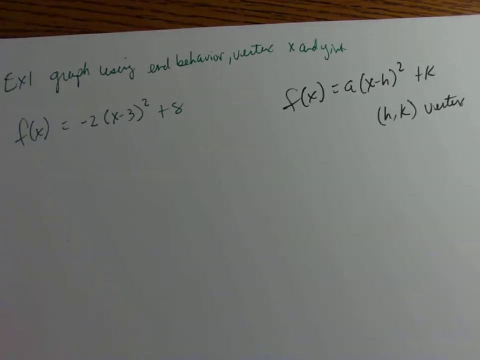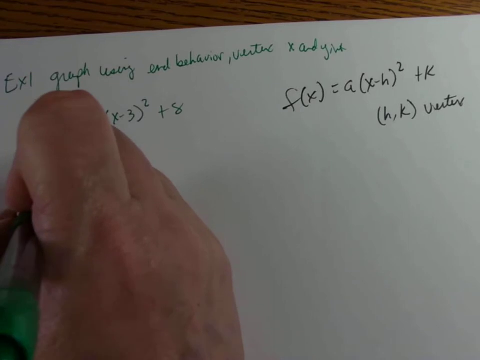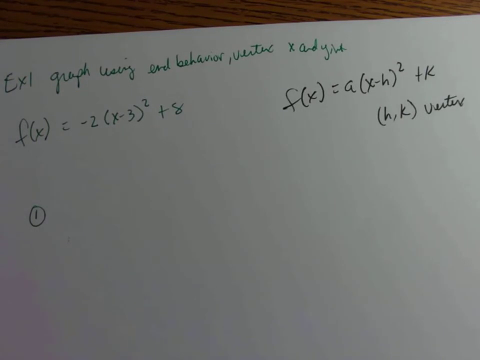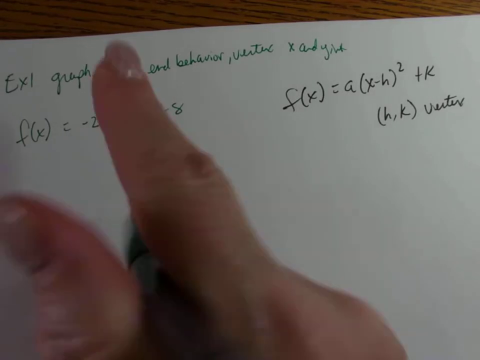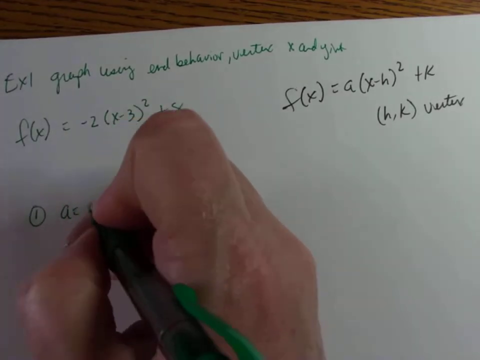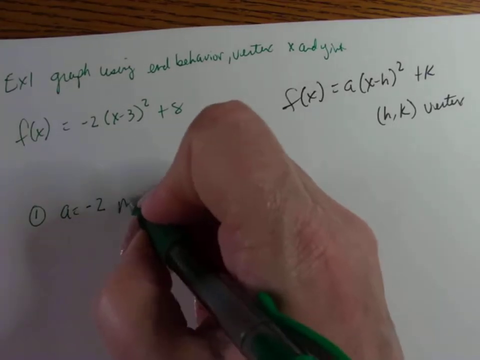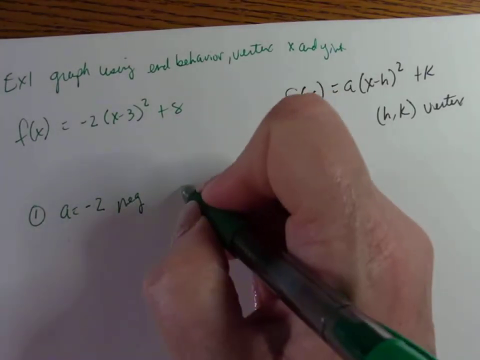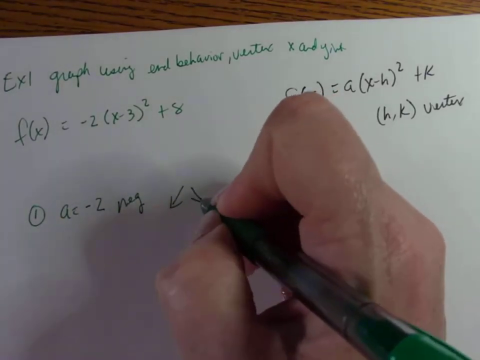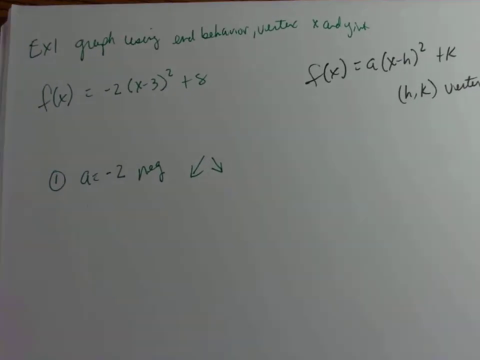All right, so let's go through our steps. And you really don't have to memorize the steps. They'll start to become second nature as you figure out what you're doing to graph. But the first thing we want to do is look at what our a is equal to. A is equal to negative 2, which tells us it's negative, and because it's negative, we know that our parabola will open like this.